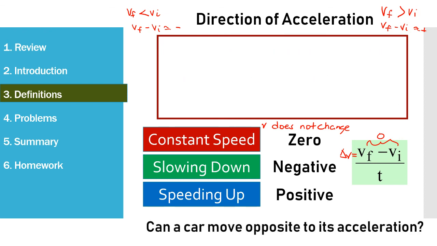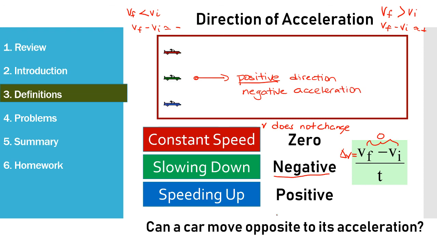Now, here's a question. Can a car move opposite to its acceleration? Please think about that for a moment. Now, here's an example. So let's say this car over here is moving in a positive direction. But remember, it's actually slowing down. So when it's slowing down, that means it has a negative acceleration. So here, positive direction, negative acceleration, because it's hitting the brakes. So that means that you can actually move opposite to your acceleration.